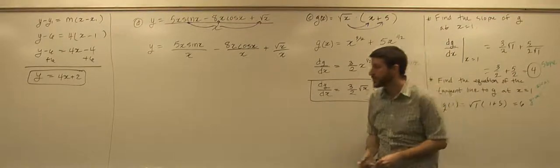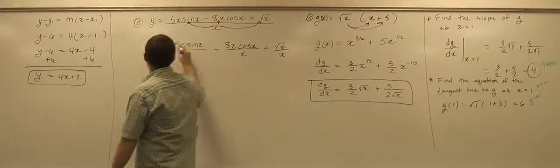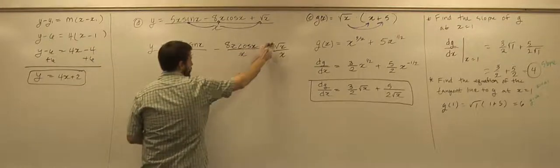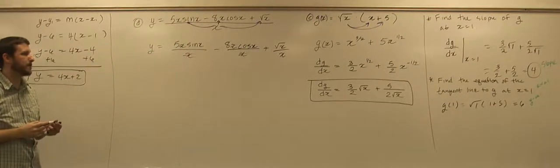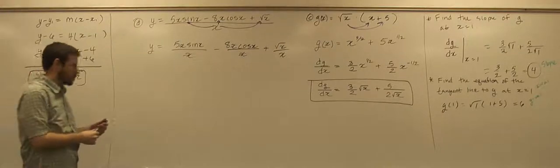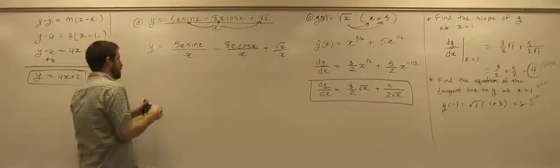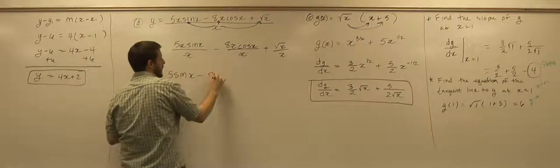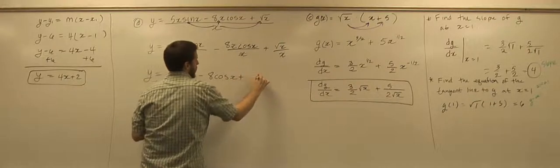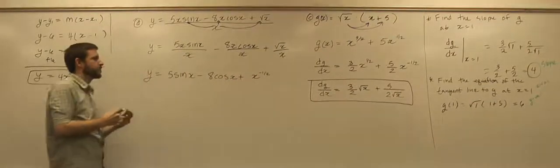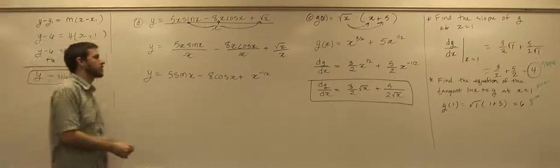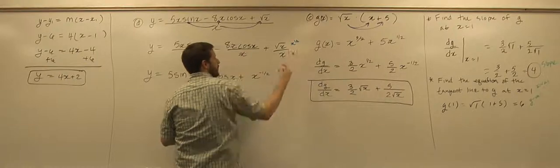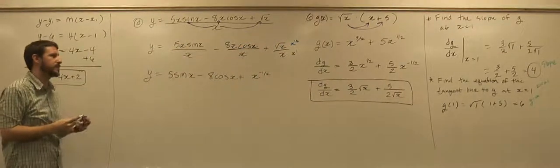And each of these should simplify. x and x, x and x. x and root x is going to leave you with what? 1 over root x. Yeah, 1 over root x. Or 5 sine x minus 8 cos x plus x to the negative 1/2. This guy was x to the 1/2, this guy is x to the 1. If you divide, you'll end up subtracting the exponents, which gives you negative 1/2.